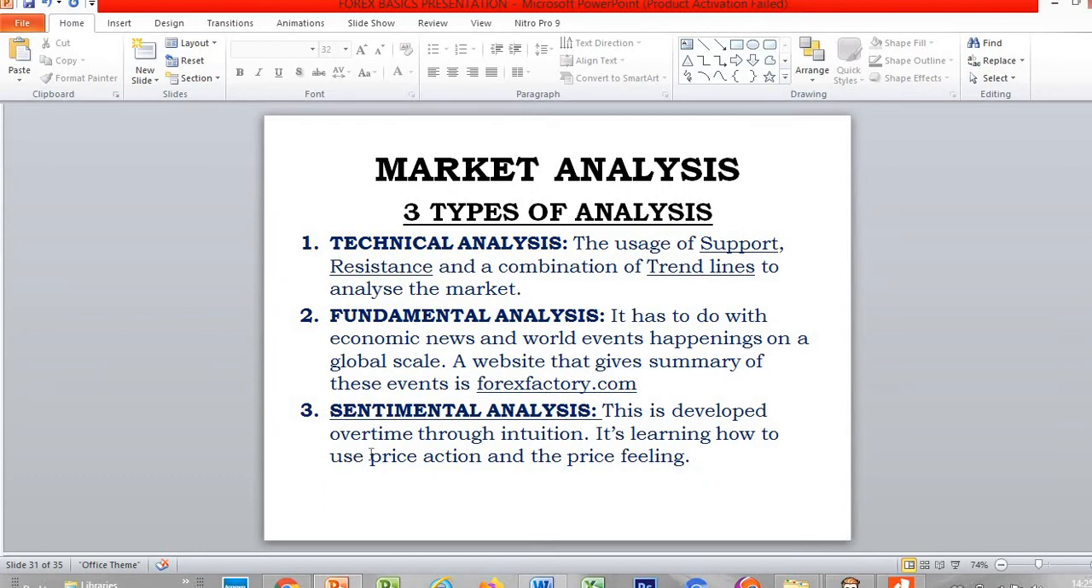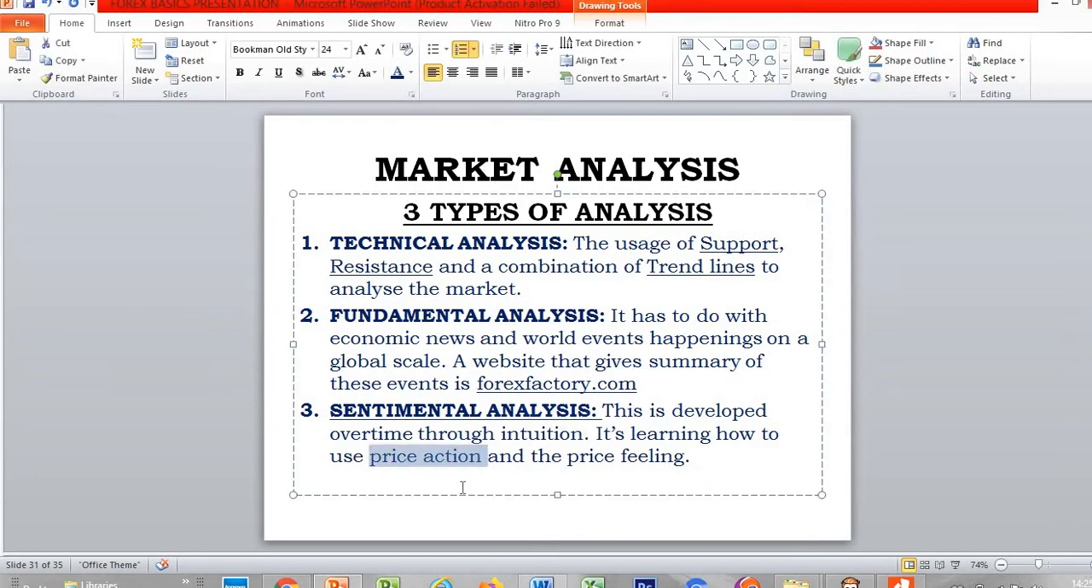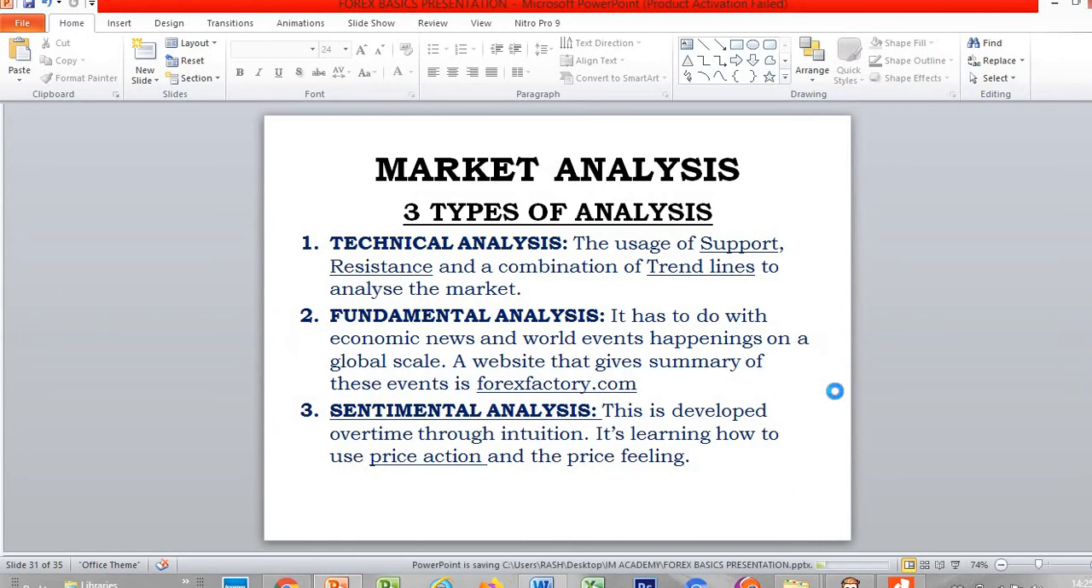Okay, so this price action is something that is also very important, but we are not going to be talking about it today. I just want us to have an idea of what we are talking about, so that when next you come across these words, it won't be strange to you as a newbie. Okay, so let's move on to the next one.